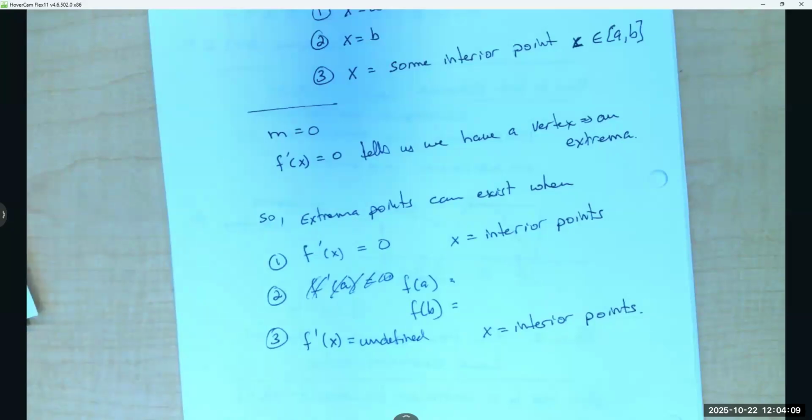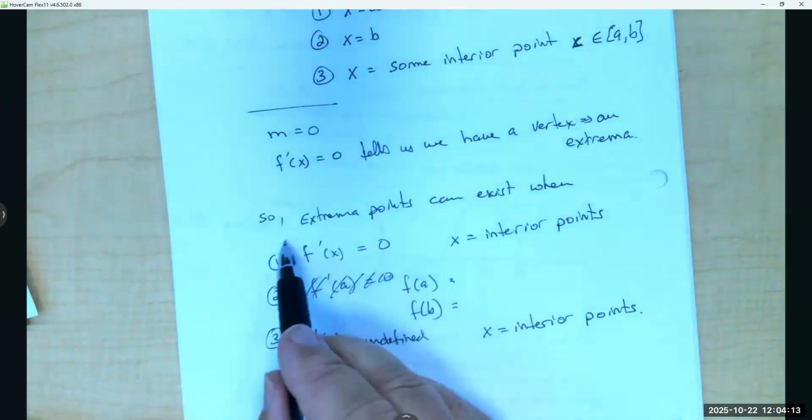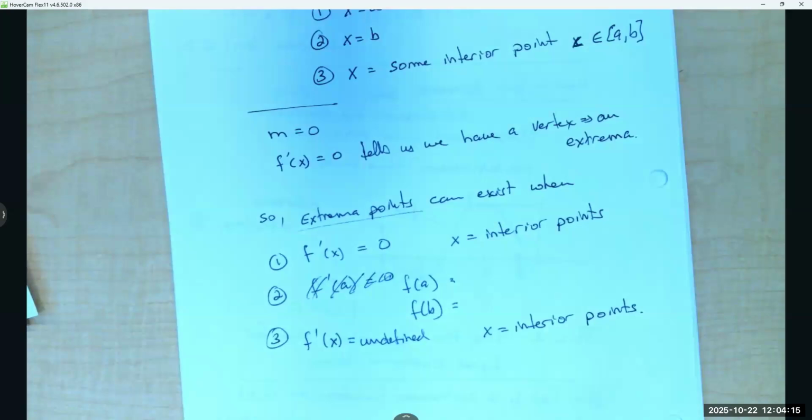So when we start doing the examples, what we're going to look at when we try to find extrema points, we'll first plug in a and b, see what the values are there. We'll take the first derivative of the function, see where it equals 0, and see where it's undefined. And then we'll test those values.